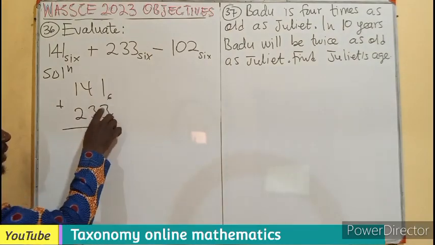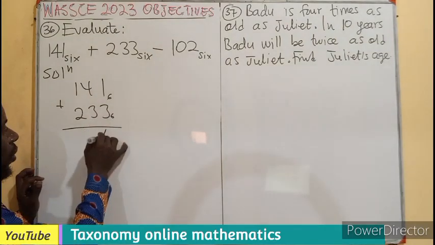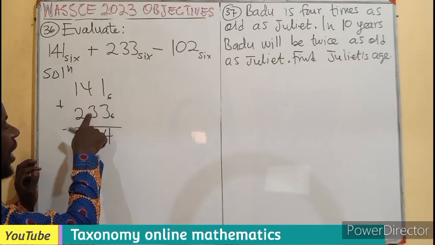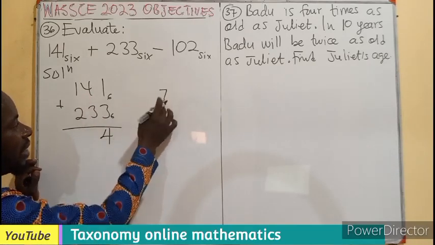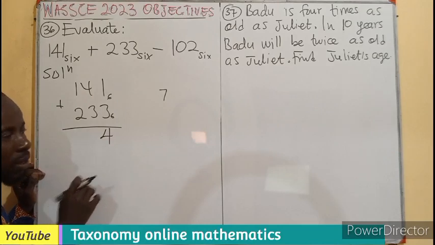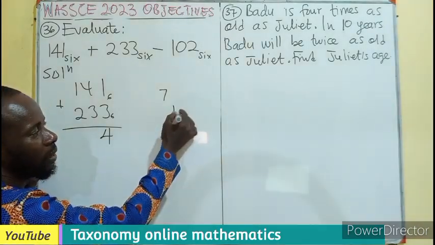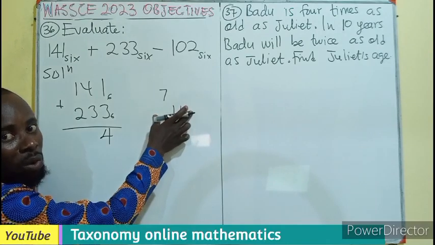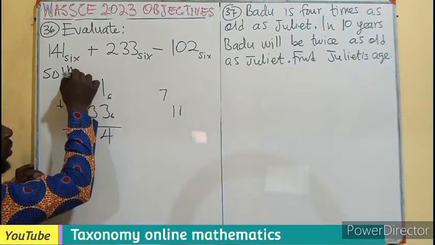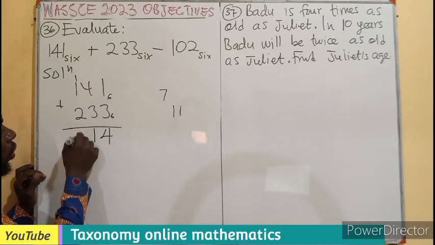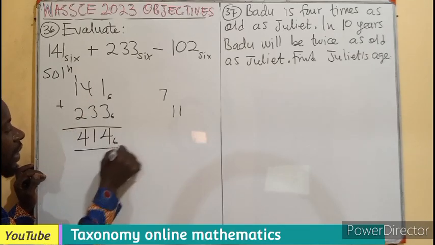So we know 1 plus 3 will give us 4, which is a digit in base 6. 4 plus 3 will be 7, and 7 is not a digit in base 6. So we break it down. 7 is 6 plus 1, so 1 will be here and you carry the 1 there. 1 plus 2 plus 1 will be 4 in base 6.